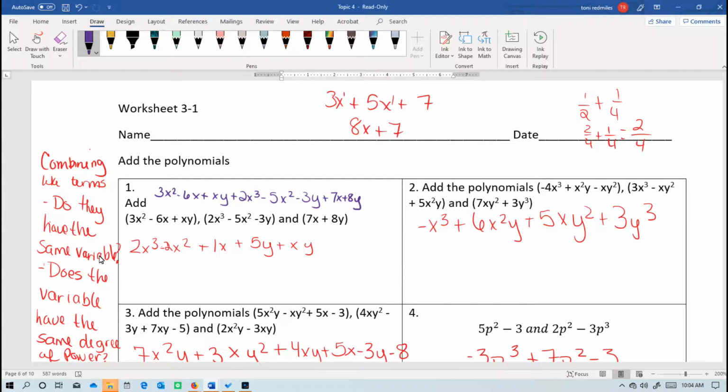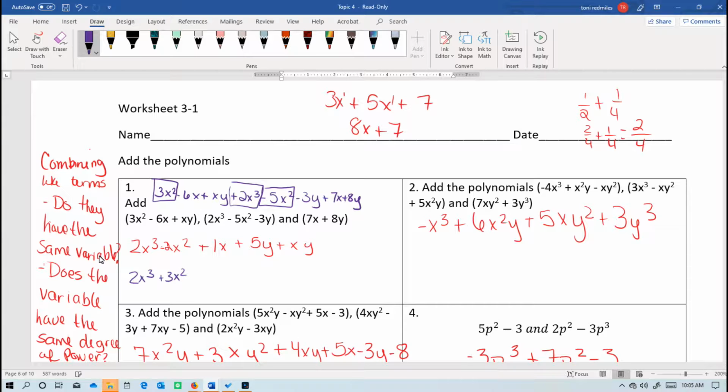Okay, everything's being added. Now, my highest degree of power is the 3, and I like to start with my highest degree of power. So I'm going to look to see if anything's like this term. There is nothing. So I just write that one down. Nothing is like with that term, so it just comes down. The next ones are the degree of power of 2. And I have 3x squared minus 5x, okay? So let's write those down here.